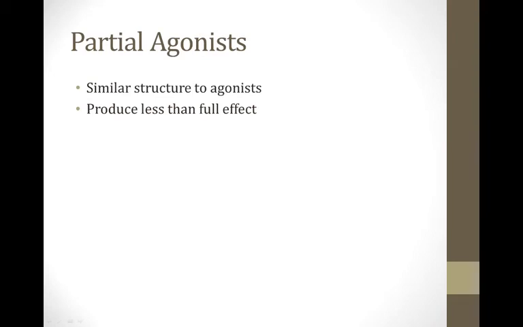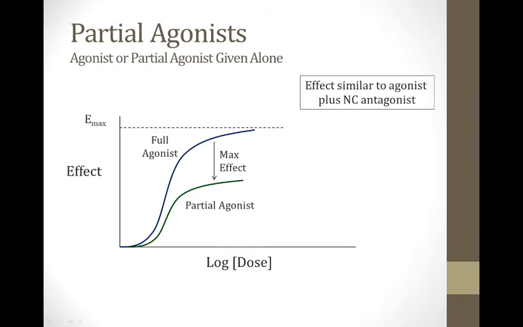Another special concept in dose response relationships is that of partial agonists. So these are drugs which have a similar structure to agonists, but they produce less than the full effect. So let's use our example again of beta receptors. So if we give a full agonist like norepinephrine, we'll get a curve like this blue one right here. However, if we give a partial agonist to the beta receptor, we will get a curve like this green one right here. It's a similar curve to the blue one, but there is a decreased max effect because, like the name implies, it is a partial and not complete agonist.